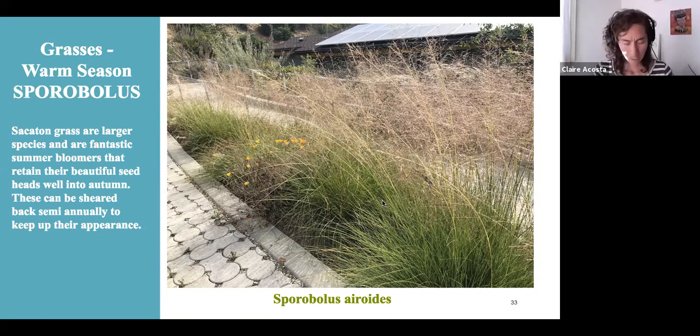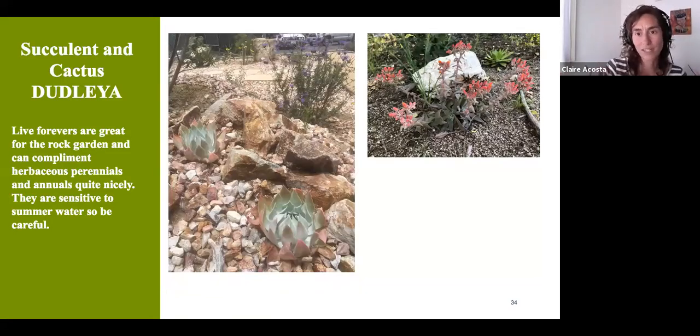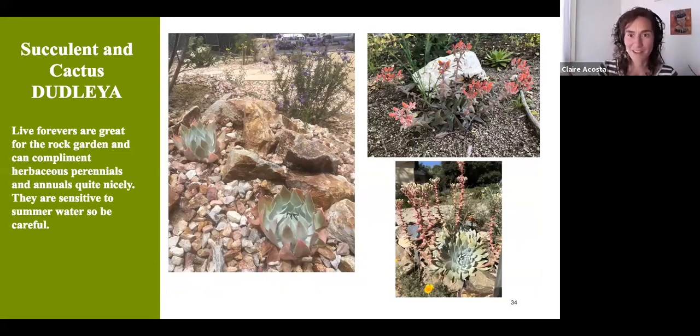Succulents and cactus. There were more slides, but I took a few out because I wanted to get to your photos too. I think a lot of people are familiar with Dudleas. There are Dudleas that aren't California natives, lots of them, in the landscape, usually from Mediterranean climates, but many come from Africa and South Africa.